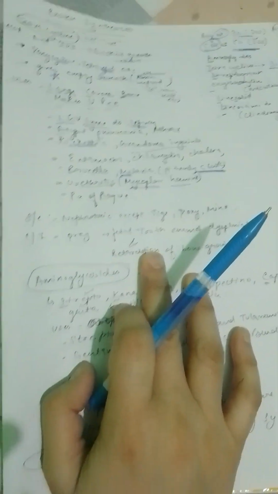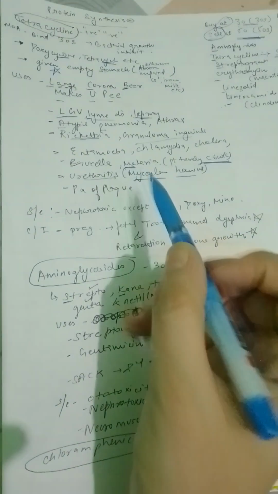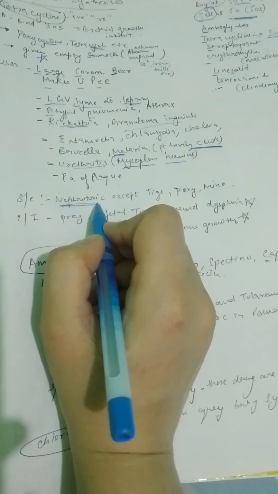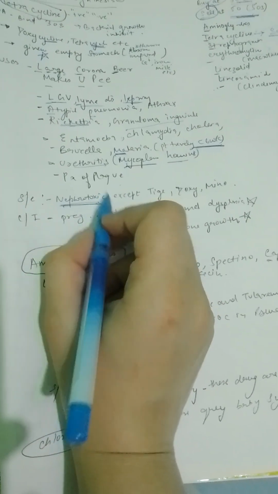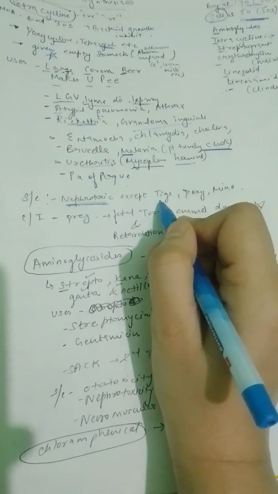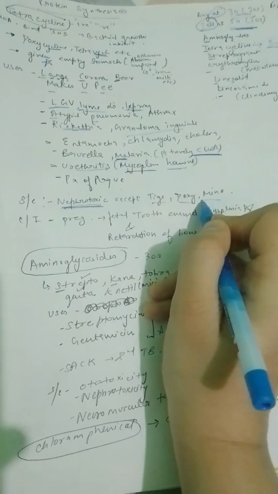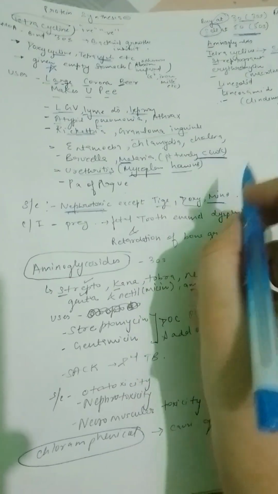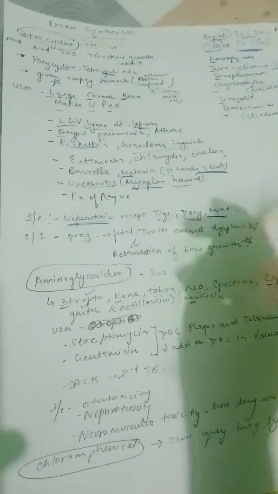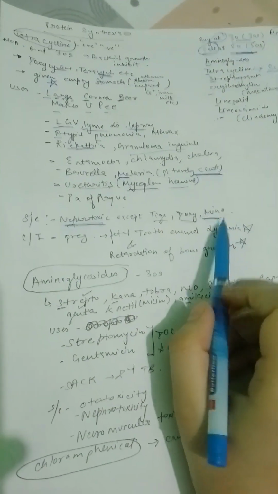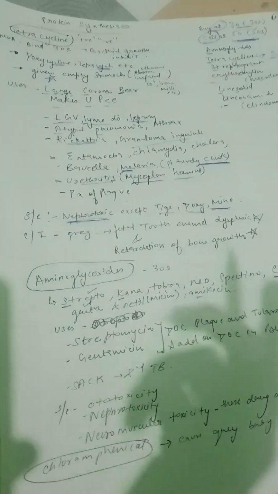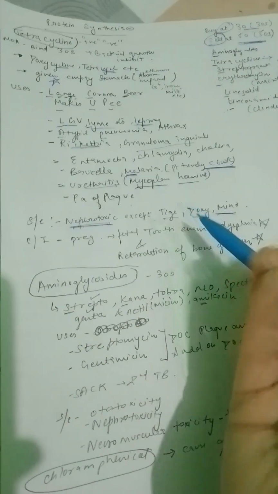Okay, then another one is side effects of tetracycline. So basically tetracycline is nephrotoxic, so it should be avoided in a kidney failure patient or kidney disease patient because it is nephrotoxic. Okay, except tetracycline, doxycycline and minocycline can be given in kidney disease also, because they will not act on the kidney.